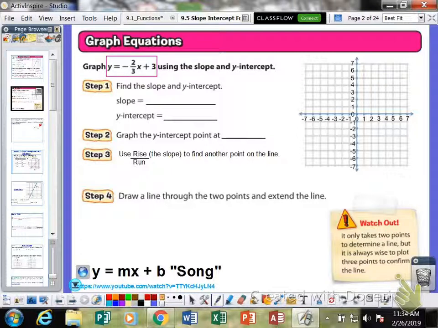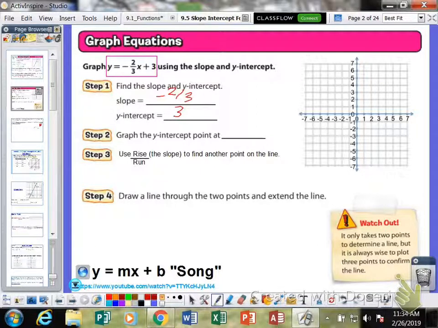Alright, so graphing these equations. We want to graph y equals negative 2/3 x plus 3 using the slope and y-intercept. Okay, so step 1, we want to find our slope and y-intercept. Our slope in this case would be negative 2/3, and our y-intercept would be 3.